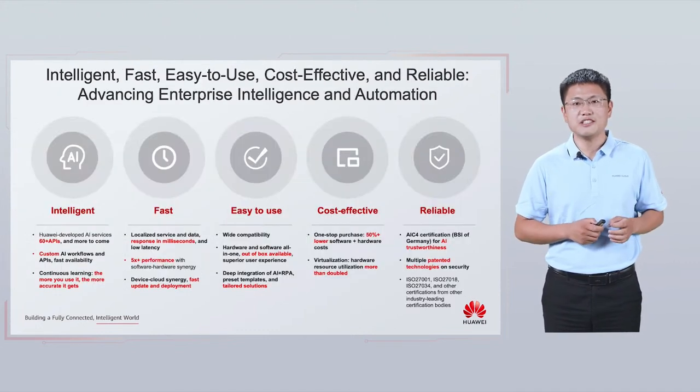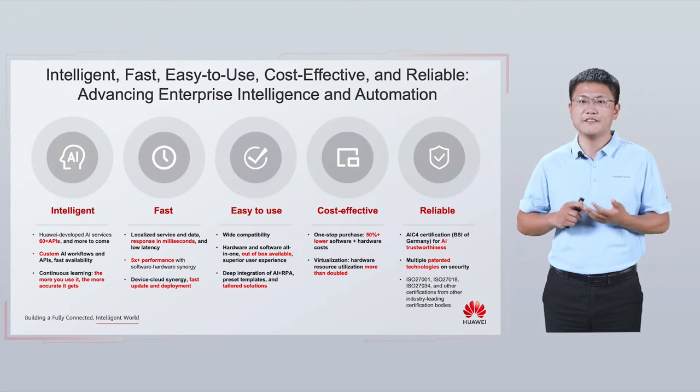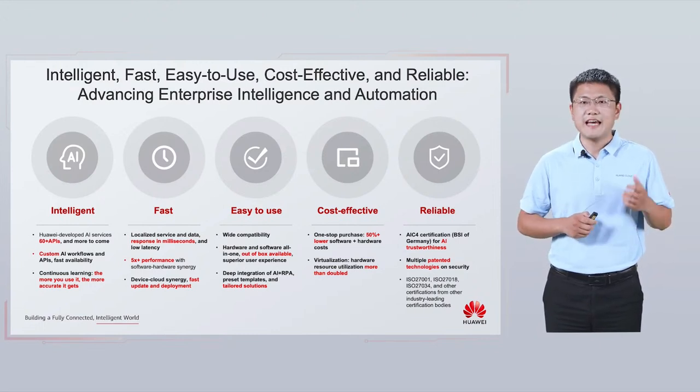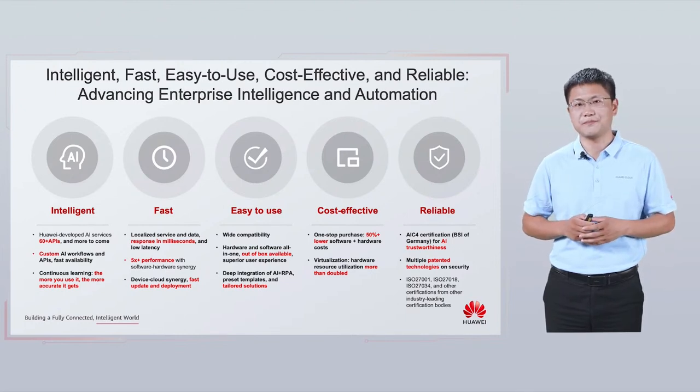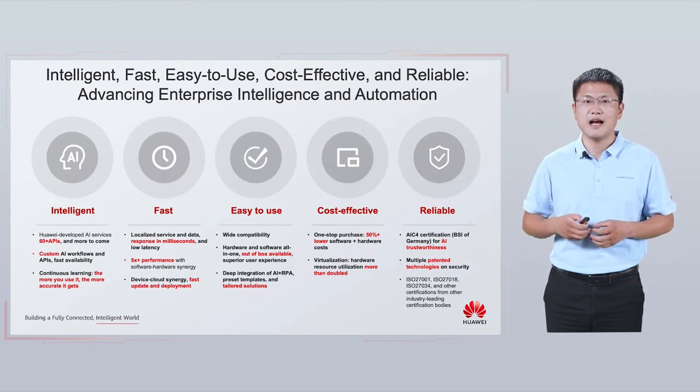To sum up, our intelligent RPA has five characteristics: intelligent, fast, easy to use, cost-effective, and reliable. First, intelligent is our most distinctive characteristic. We have integrated over 60 Huawei cloud services into the intelligent RPA, and we are continuously adding more features. In addition, we provide custom AI workflows to help you quickly develop new APIs and bring them online. Moreover, the entire system can keep learning continuously and automatically optimize samples based on feedback. In this way, the more the system is used, the more accurate it becomes. This is our eternal pursuit.